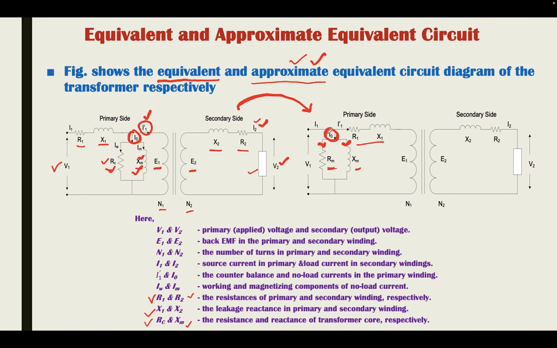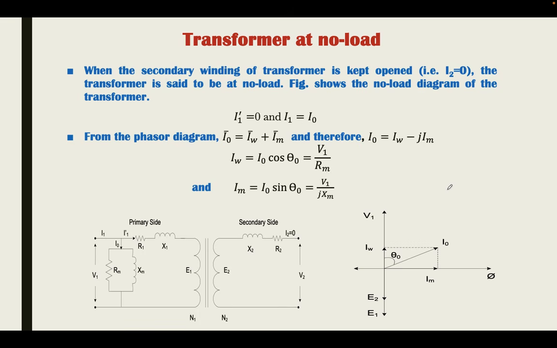Why is it approximate? Because the no load current I0 is hardly 8 to 10% of the full load current, and hence this is considered separately. Now, this equivalent and approximate equivalent circuit diagram of the transformer can be analyzed at no load, and it can also be analyzed at full load.